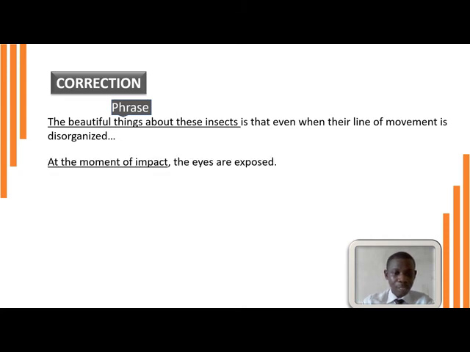At the moment of impact, the eyes are exposed. At, preposition. The, article. Moment, noun. Of, preposition. Impact, noun. So you agree with me, say phrase.